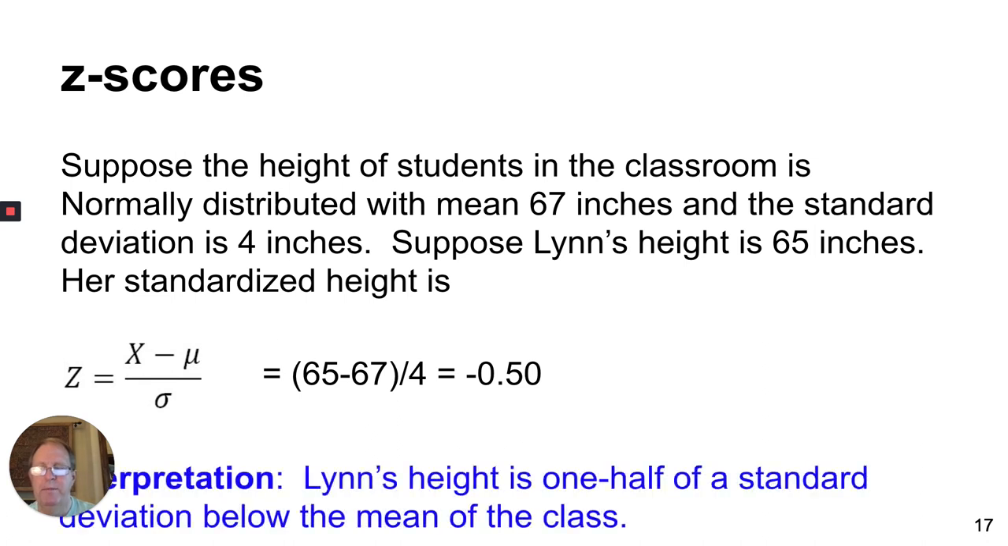What does that mean? Well, here's another interpretation. We want you to be sure you're able to interpret z-scores, because we can ask this on an exam. Interpretation. Lynn's height is 1/2 of a standard deviation below the mean of the class.